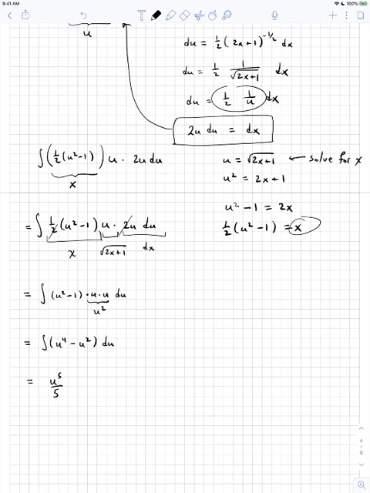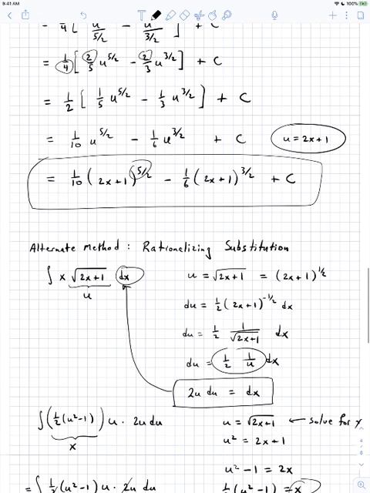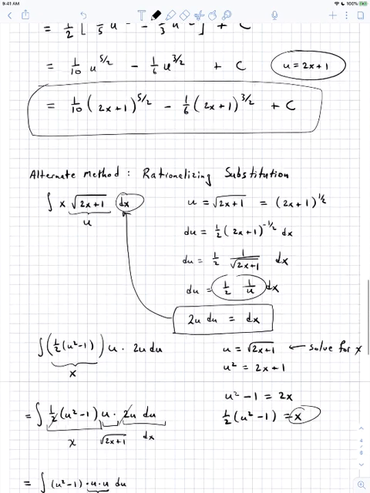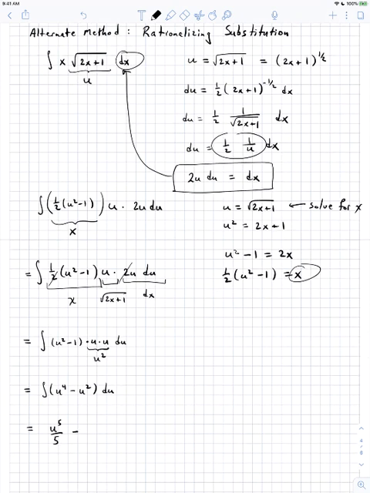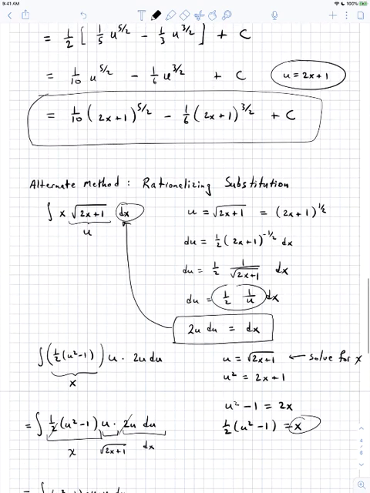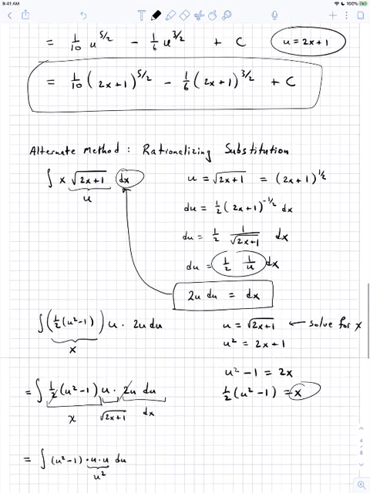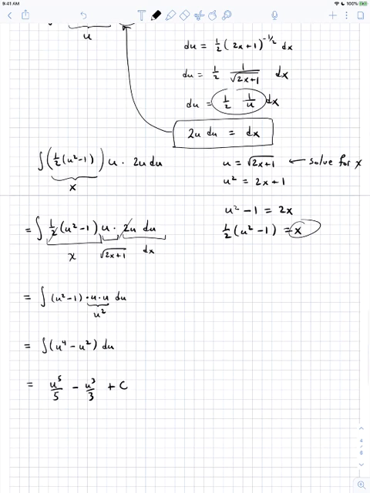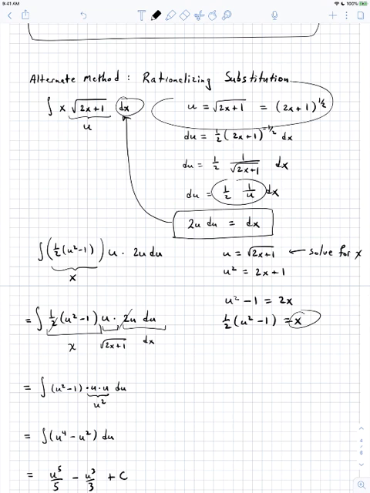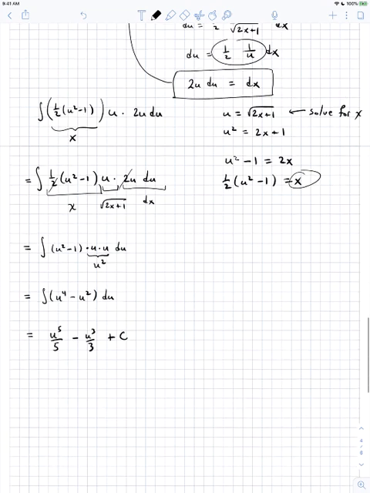Notice that we have a 5 here, which corresponds to that 5 there. And the next one is u cubed over 3 plus a constant. Now that 3, of course, corresponds to that 3. And the next step is just to plug in u as whatever function of x. So we remind ourselves that u is equal to the square root of 2x plus 1.